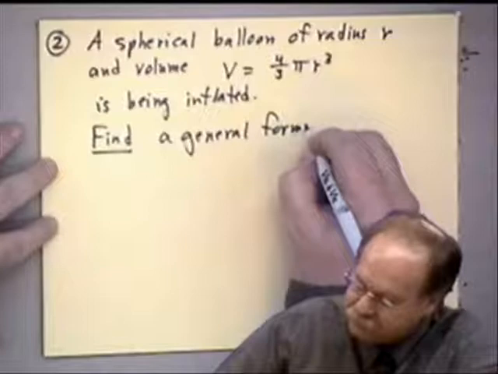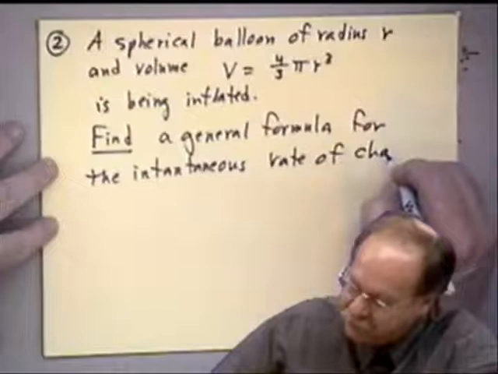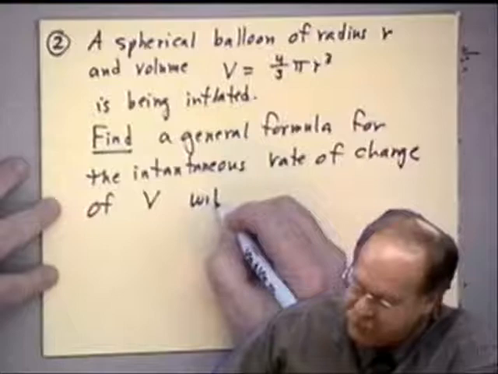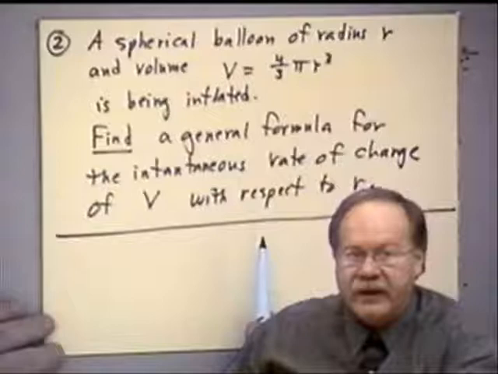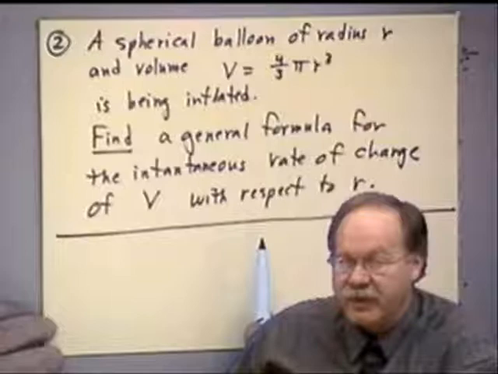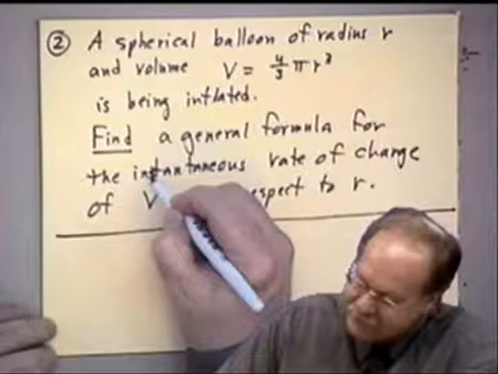for the instantaneous rate of change of v, the variable, with respect to r, the other variable. Now, this is a question in which you'll have to read this and abstract the mathematics out of it and then solve the problem using the information we've had previously about derivatives. So a spherical balloon of radius r and volume v equals 4/3 pi r cubed is being inflated. Find the general formula for the instantaneous rate of change of v with respect to r.